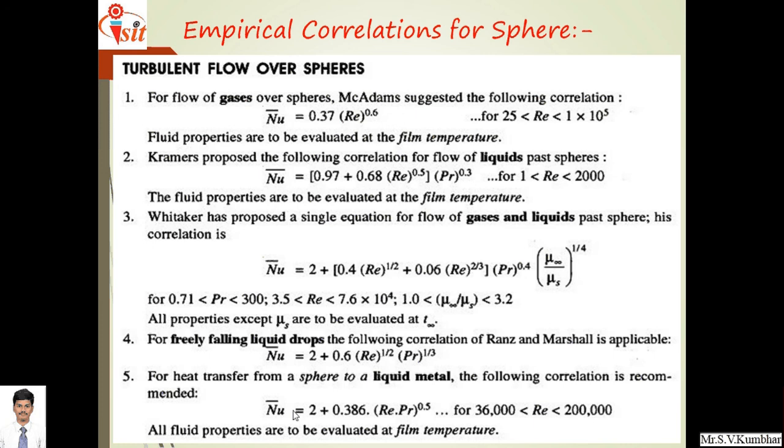For freely flowing liquid droplets, the following Ranz and Marshall equation can be applicable. Nusselt number is equal to 2 plus 0.6, Reynolds number raised to 1 by 2, Prandtl number raised to 1 by 3. Now, for liquid metal which flows over a sphere, we can use the following correlation: Nusselt number is equal to 2 plus 0.386, the product of Reynolds number and Prandtl number raised to 0.5.